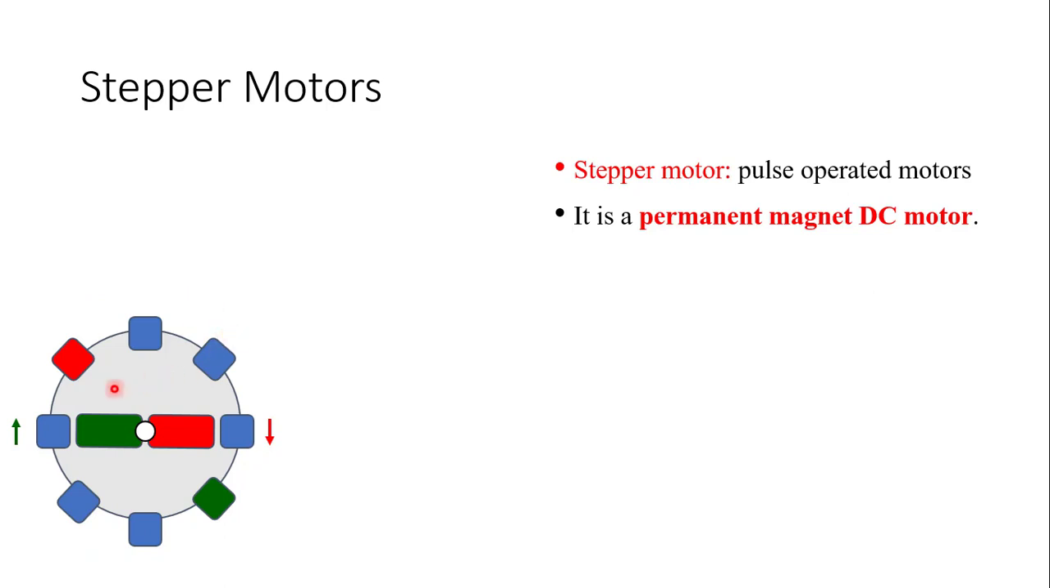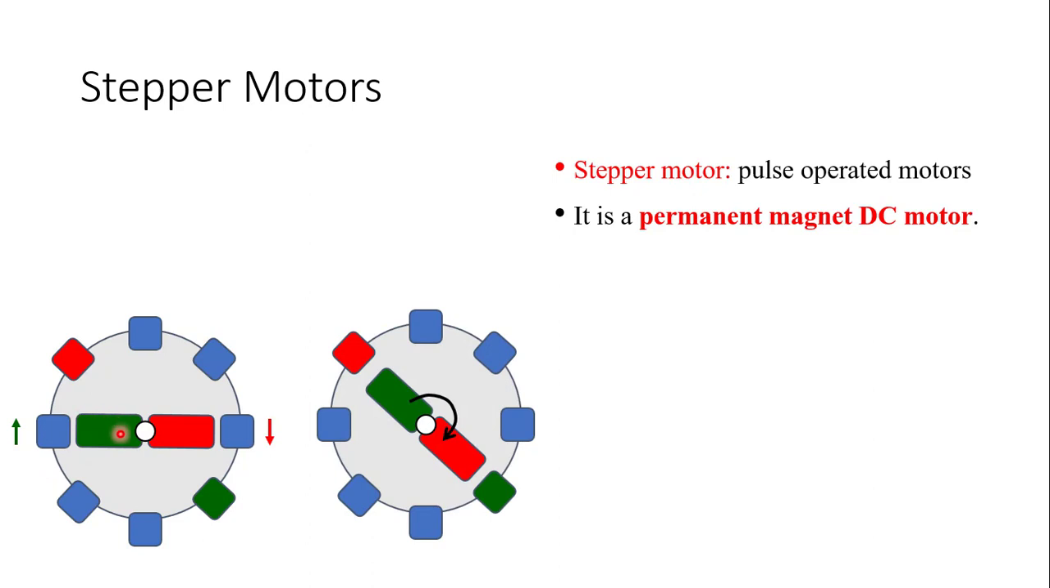Fine. So if you want to move the permanent magnet in this direction, I make this coil the opposite pole over here. So what would happen next? This will move to the next step. Similarly, when it reaches here, I change the polarity of the next coil, then the next coil. So the rotation moves clockwise in steps: first step, then second, third, fourth, and so on. This is how your stepper motor works.